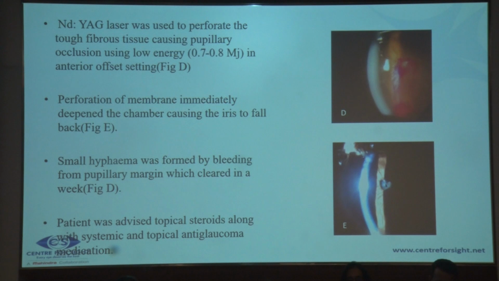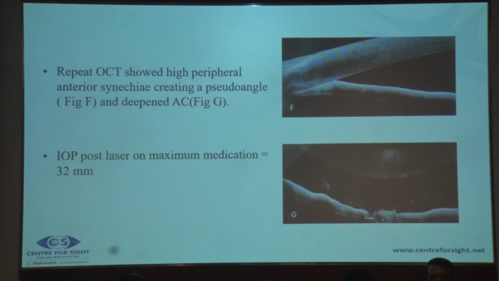So in such a case where there was occlusio pupillae present, we used Nd:YAG laser to perforate that membrane to temporarily lower the IOP, which we did by setting it anteriorly and at a very low energy. The membrane perforated, which led to the deepening of the chamber, as you can see in this figure. There was also a small hyphema, but that resolved, and we put the patient on systemic and topical anti-glaucoma medications.